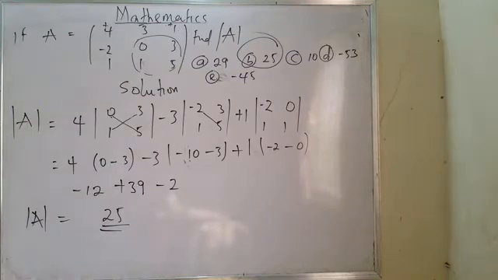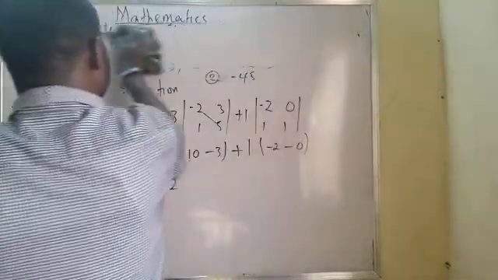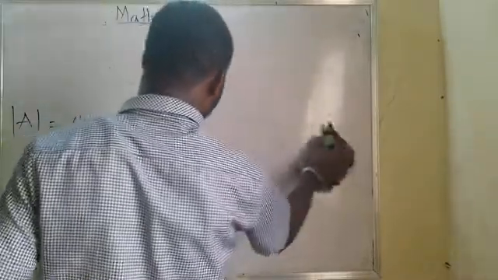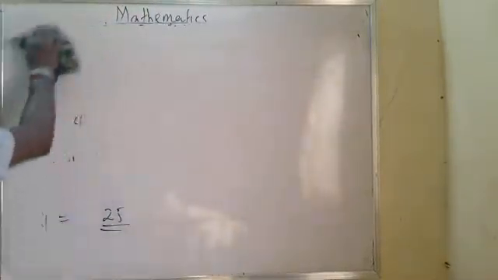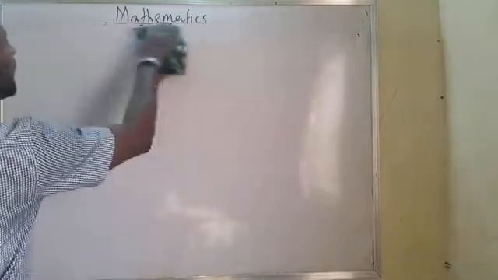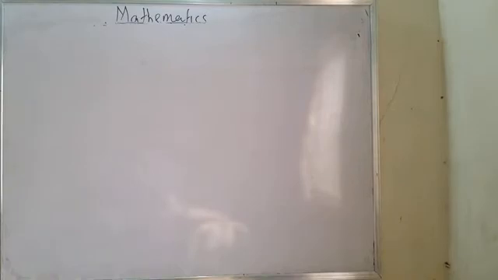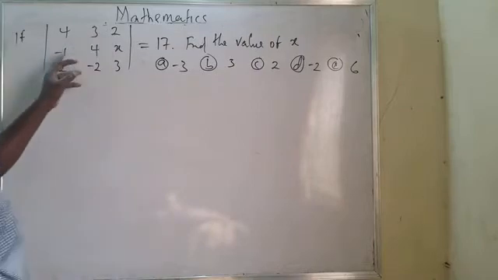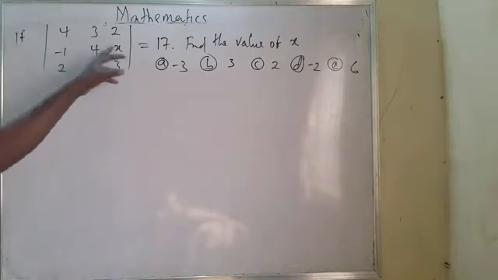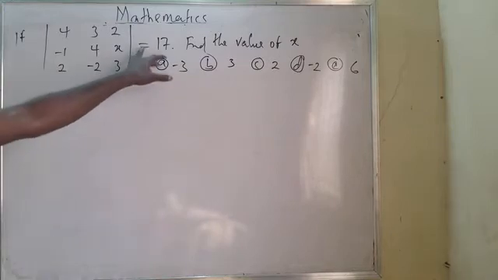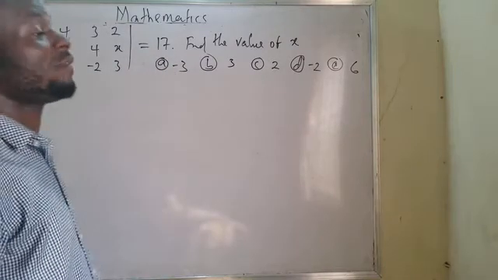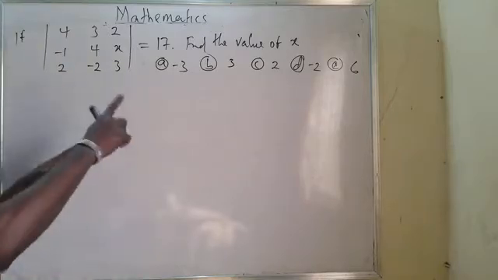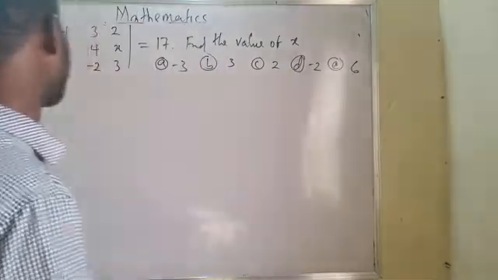Now, before I end this part, let me try to show another question from our past questions, which will really help us to understand this very well. Now, look at this question. If the determinant of 4, 3, 2, minus 1, 4, x, 2, minus 2, 3 equals 17, find the value of x. I've told you that wherever you have this bracket, it means we are talking about the determinant of that matrix.